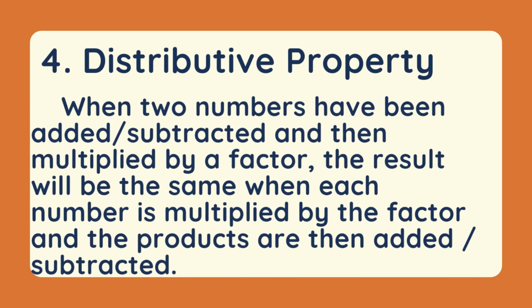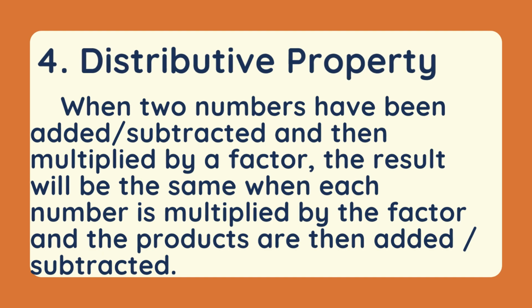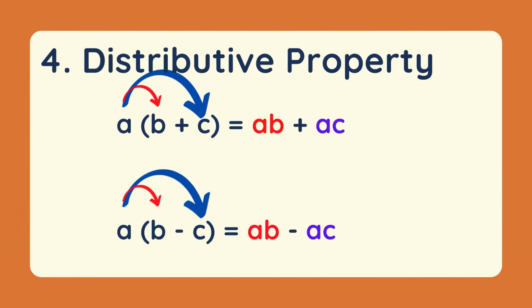Let us have the next property, the distributive property. The distributive property states that when two numbers have been added or subtracted, and then multiplied by a factor, the result will be the same when each number is multiplied by the factor and the products are then added or subtracted. So here is the illustration of the given property.